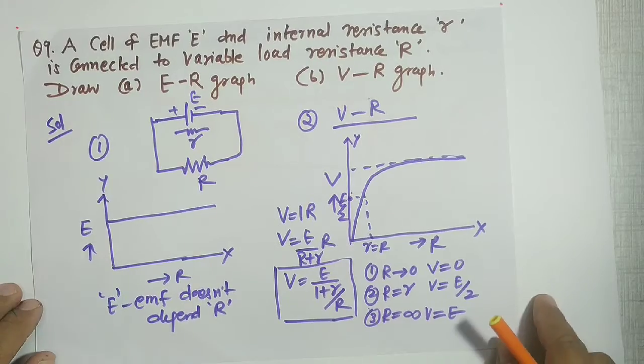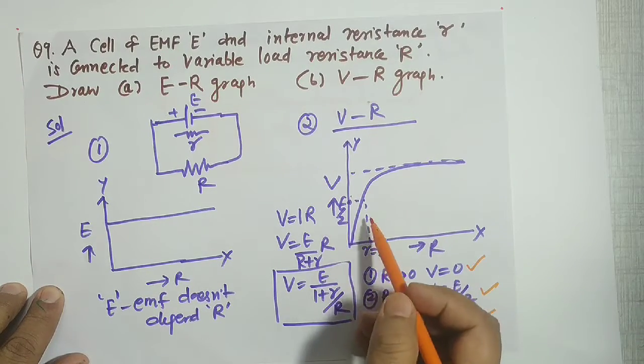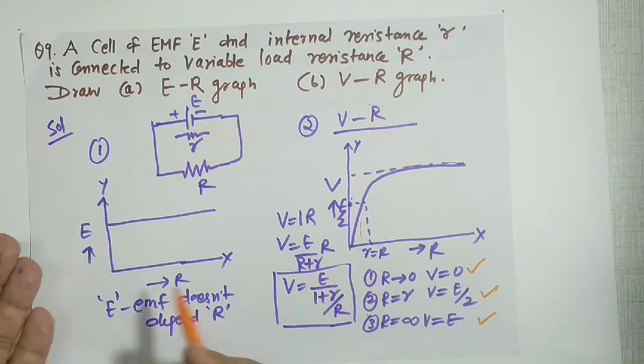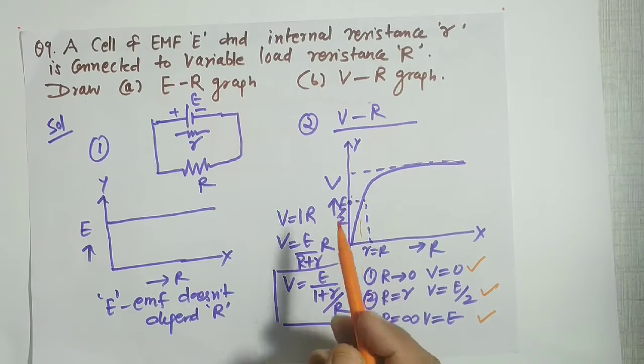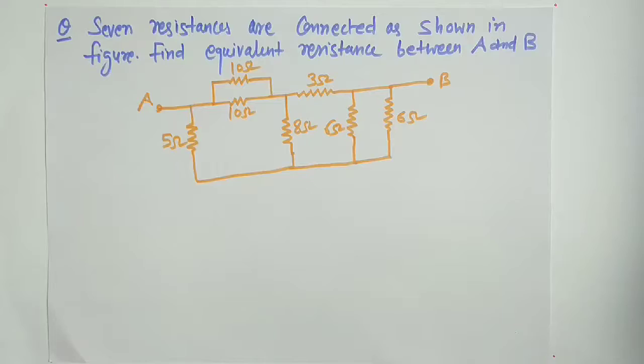Very important graph. Are you getting it? Beyond E by 2, the graph goes like this, so it goes to the saturation state. And this is very simple. E is independent of R. So one is the VR graph and the other is the ER graph when a cell of EMF E and internal resistance r is connected.